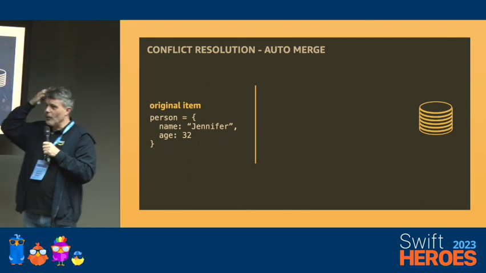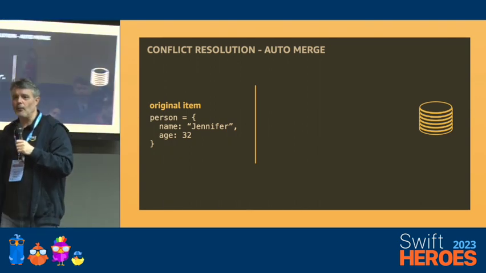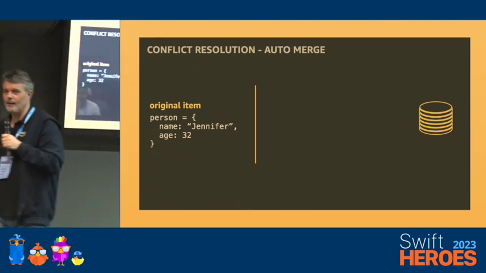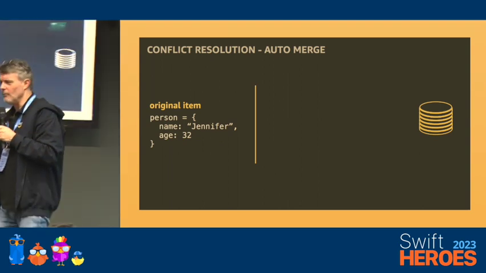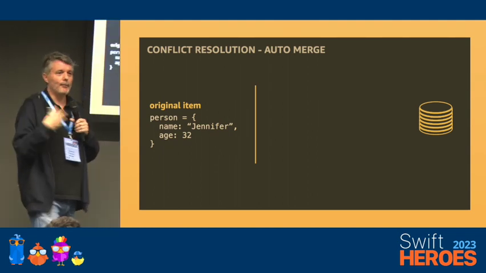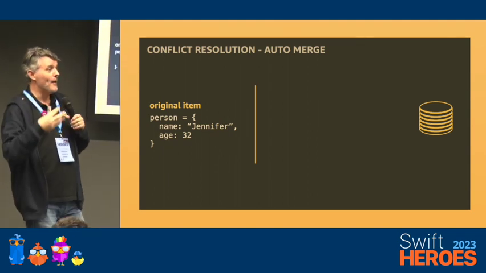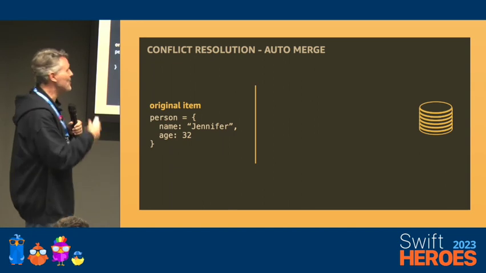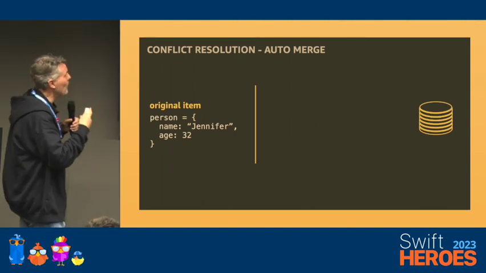So the conflict resolution strategy by default is trying to merge data. And you will see for most conflicts it works, and for most applications it's acceptable. But of course we understand that sometimes for other applications, you might want to change that. I will show you how to change that. But let's have a look at auto merge first.